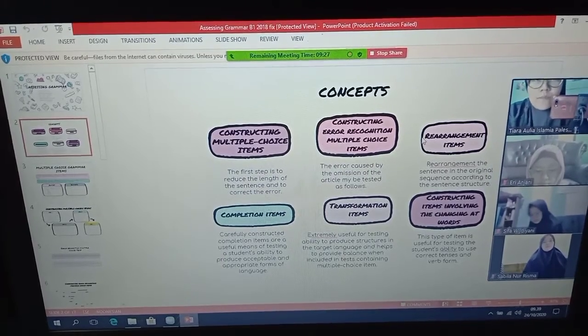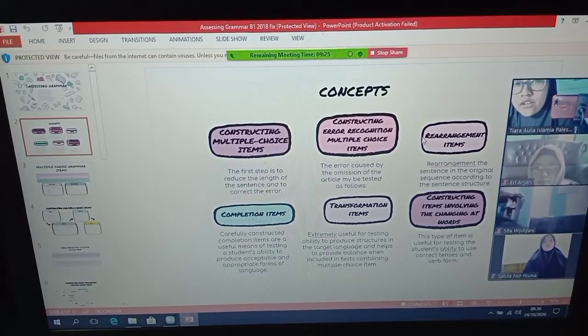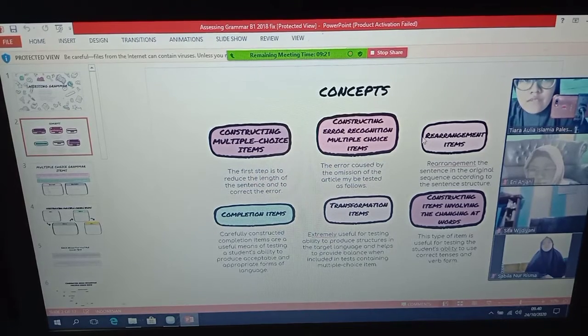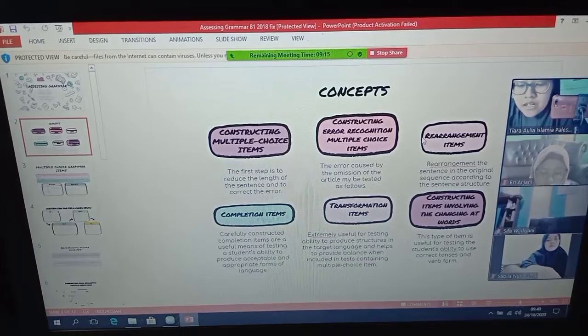Okay, the second one, constructing error recognition multiple choice items. The error caused by the omission of the article may be tested as follows. Kesalahan disebabkan oleh kelalaian kalimat.